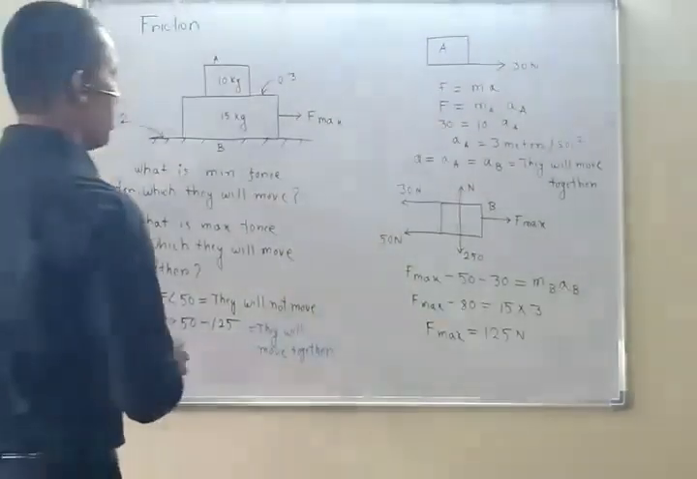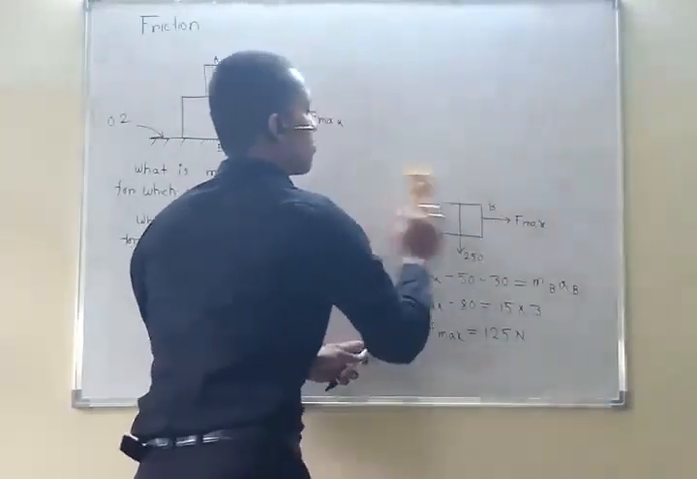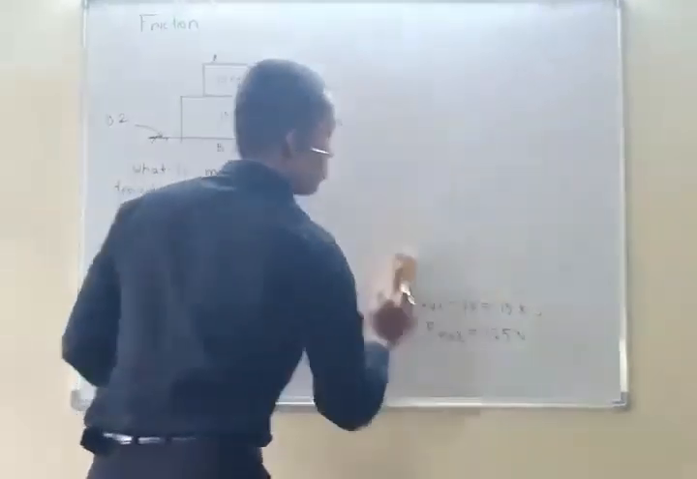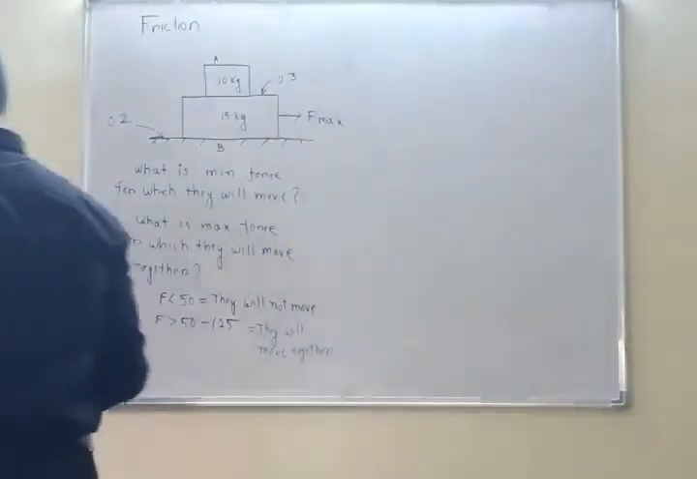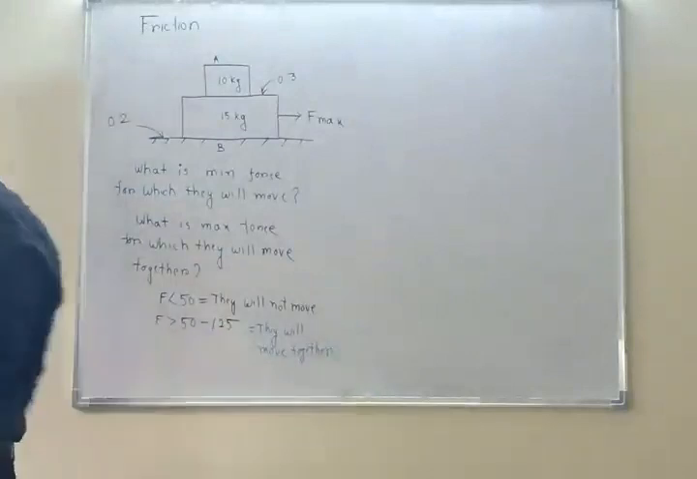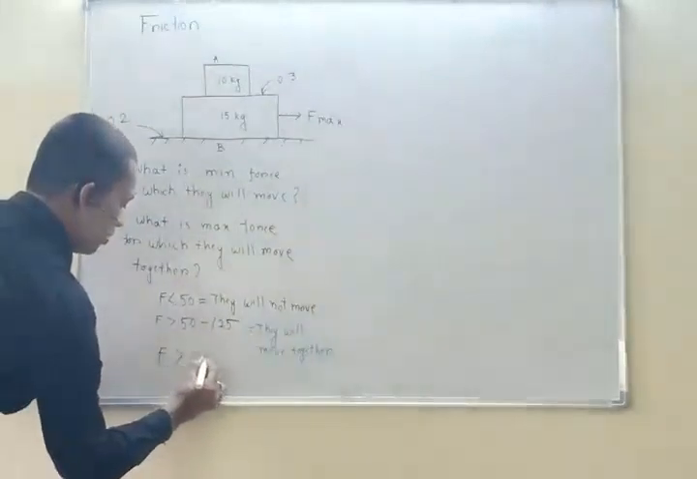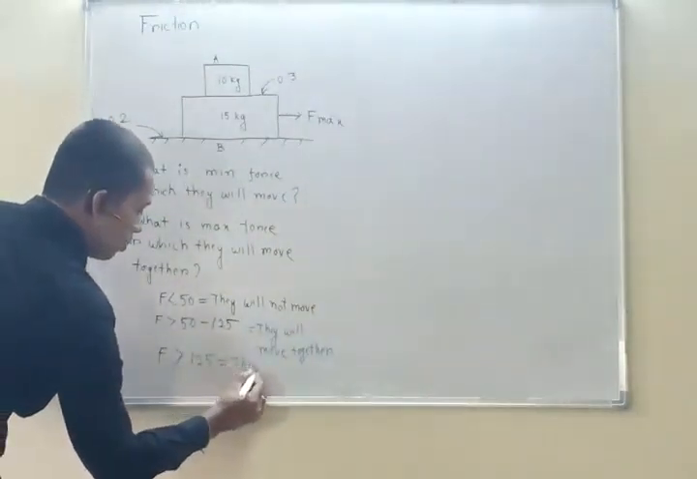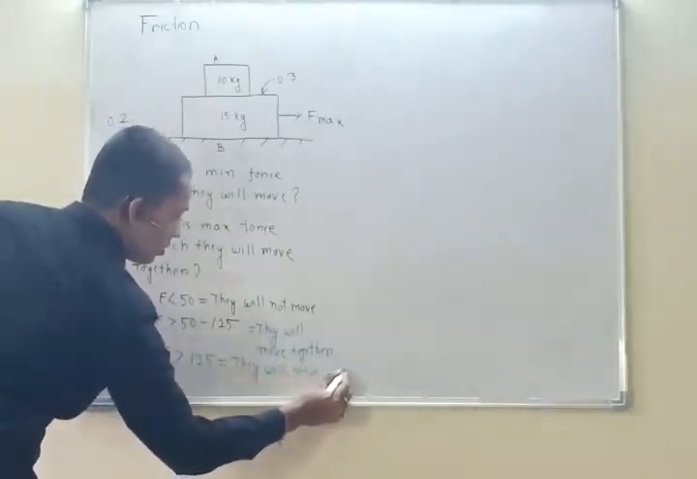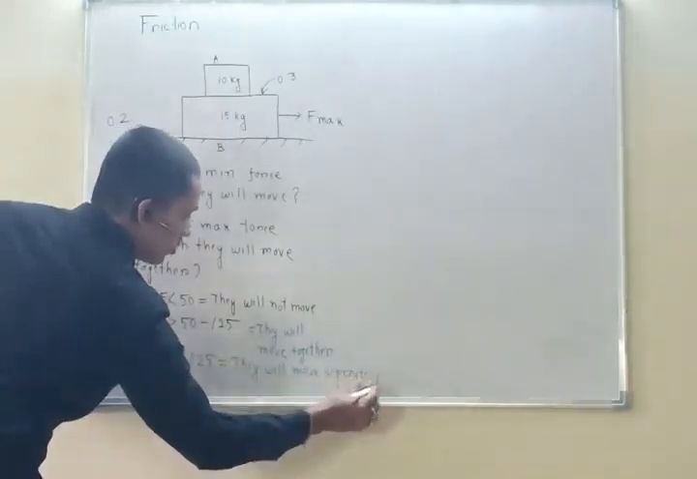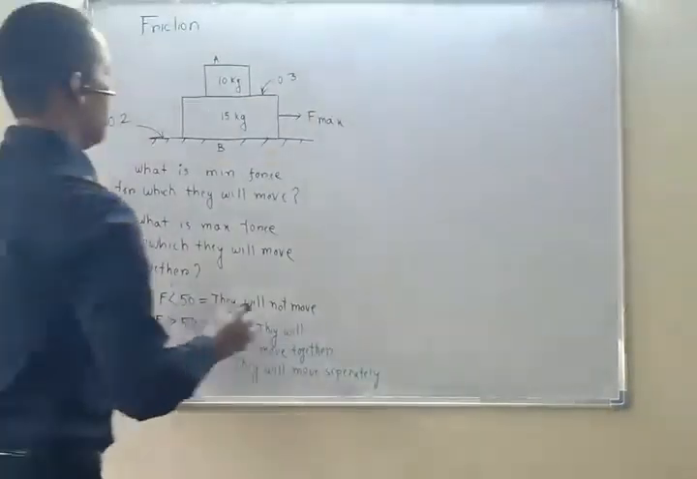Let us see with an example what will happen if the force F is greater than 125. They will move separately. For any force greater than 125, they will move separately. Let us take this example.